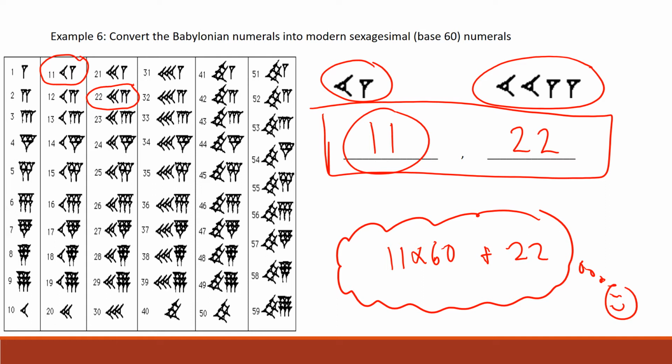So what does this number actually mean? Well, using my calculator, 11 times 60, 660 plus 22. This number actually means 682. And I don't know what's going on with my pen today. It seems really sloppy, but we'll check in on that later.